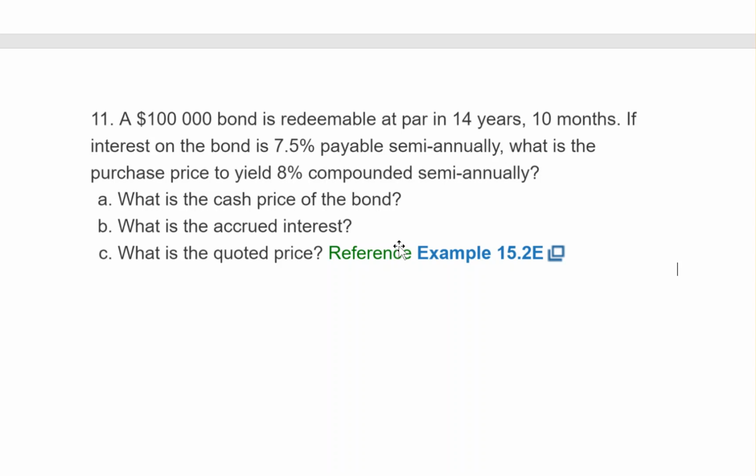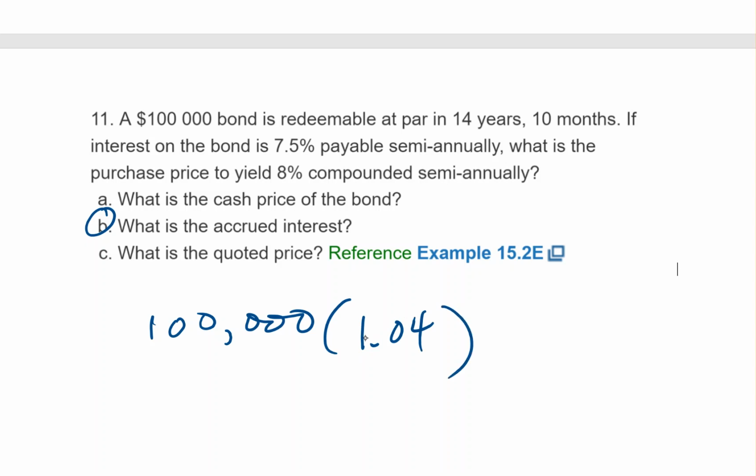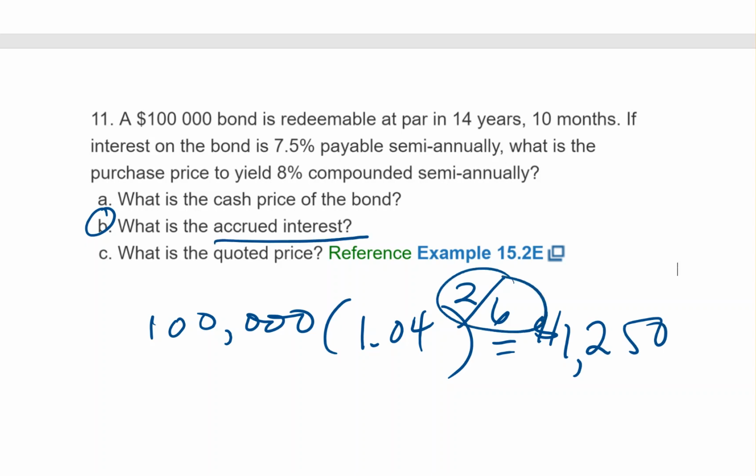Let's do part B. What is the accrued interest? The accrued interest is just this: $100,000 times 3.75%, for the remaining 2 months out of the 6, and that gives me $12.50. That's the accrued interest for the 2 months.